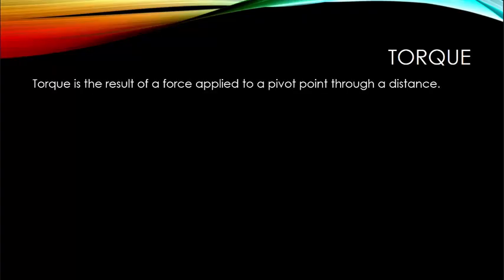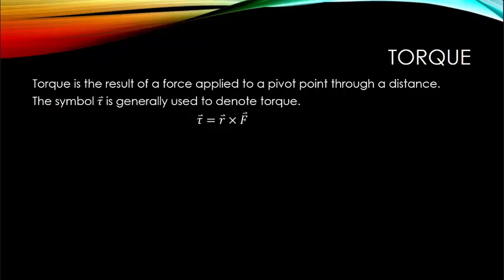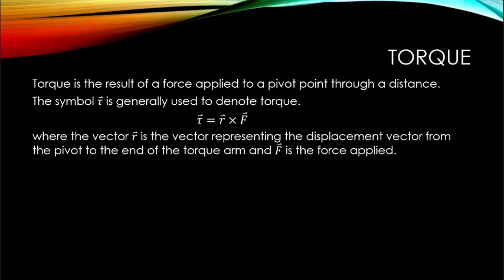Torque is the result of a force that is applied to a pivot point through some distance. Torque is a vector quantity, so the symbol used is a vector symbol with the Greek letter tau representing torque. Torque is the cross product of the vector r and the vector F, where the vector r is the displacement vector from the pivot to the end of the torque arm, and the vector F is the force that is applied.